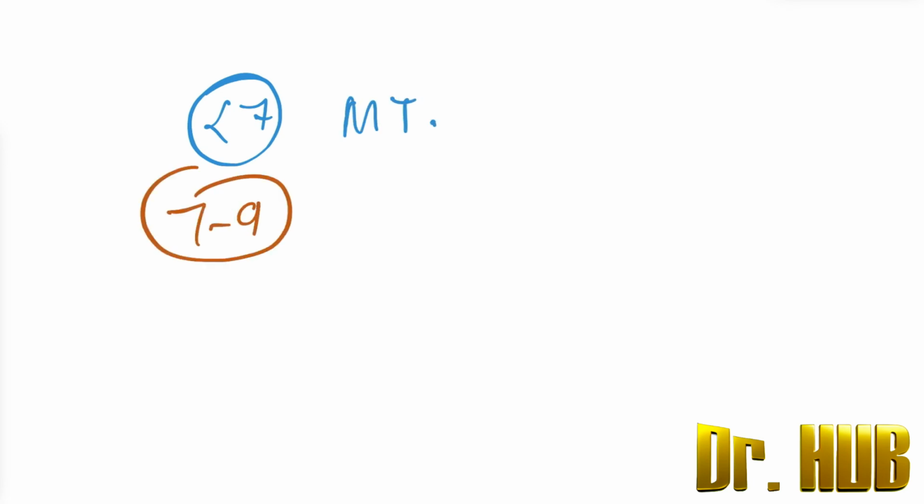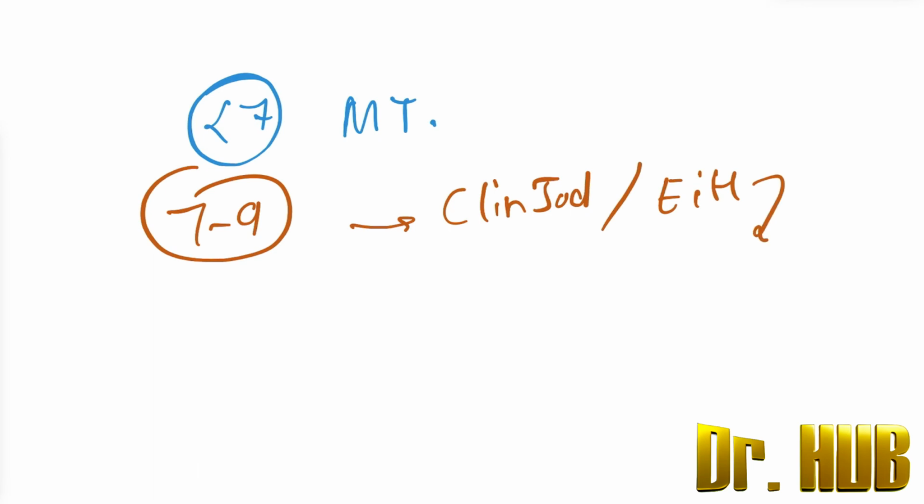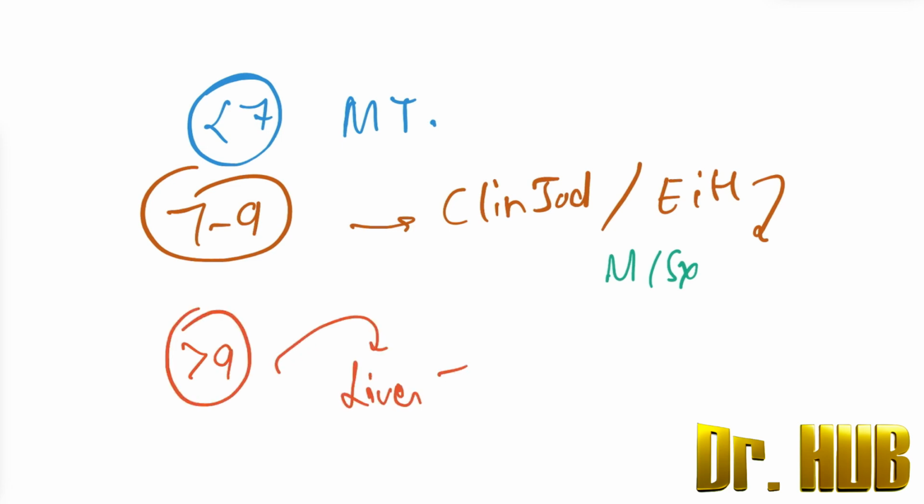Now let's look at the interpretation of these scores. If the score is less than 7, we go for MT, that is nothing but the medical therapy. If it is 7 to 9, we look for clinical judgment, where you do either medical or surgical treatment. Next, a score greater than 9 is where you do a liver transplantation.